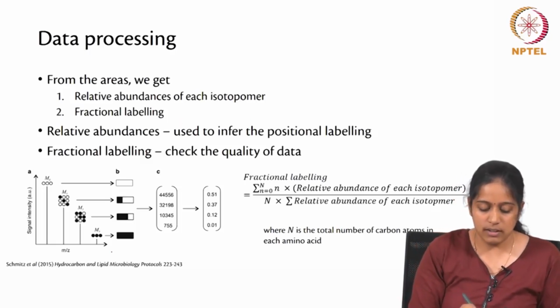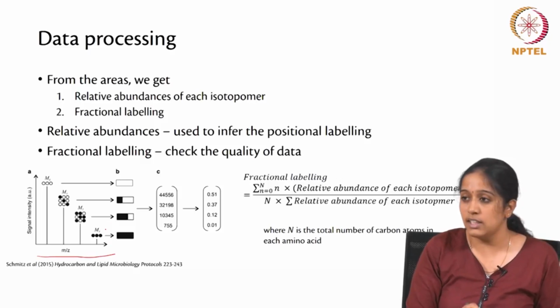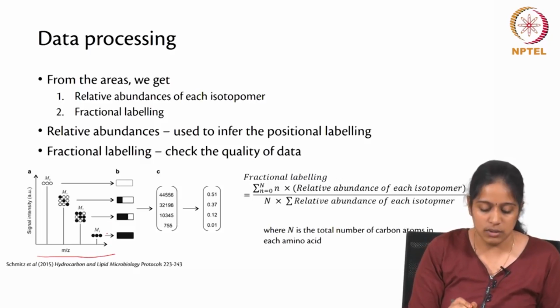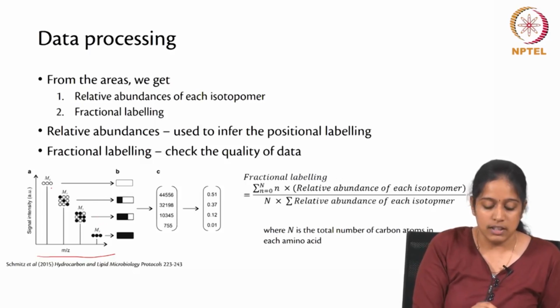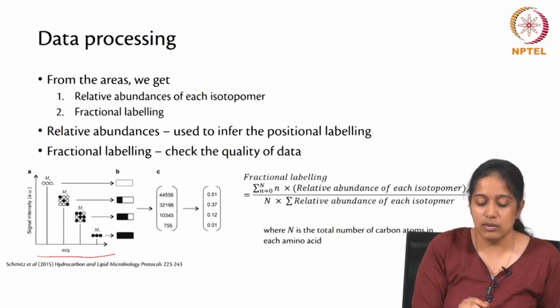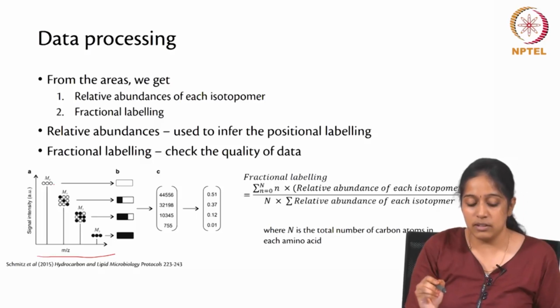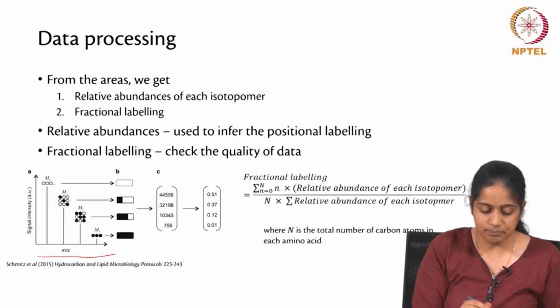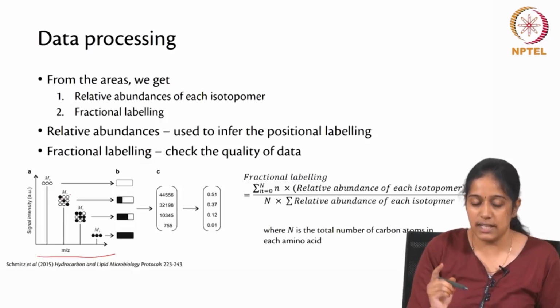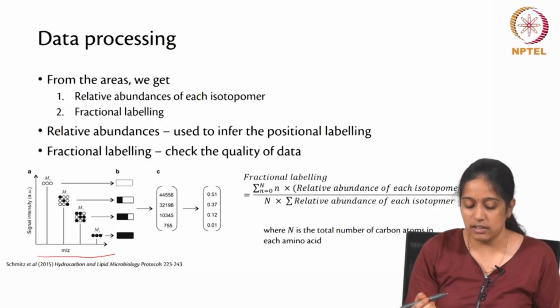So, this is a simple graph which tells you about the signal intensity to m/z ratio. Here you can find there are M1, M2, M3. M0 has only the non-labeled carbon atoms, whereas M1 has carbon atoms which are labeled at one position, M2 which is labeled at 2, and M3 which is labeled at 3.